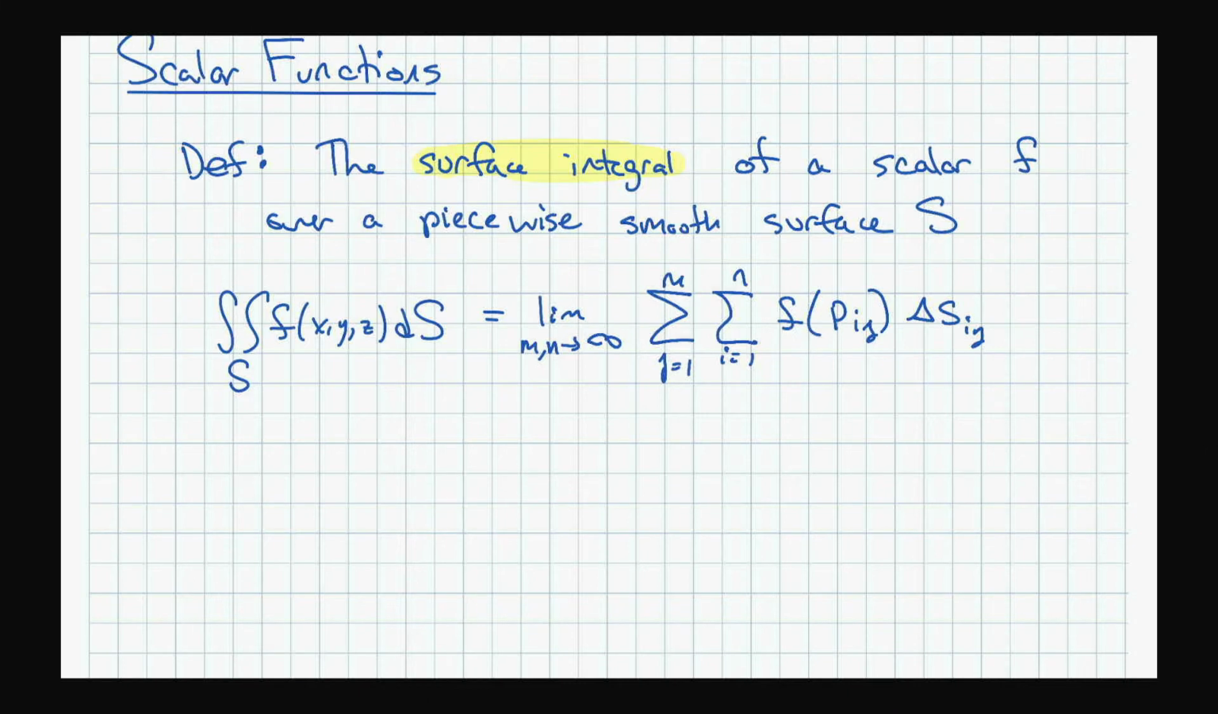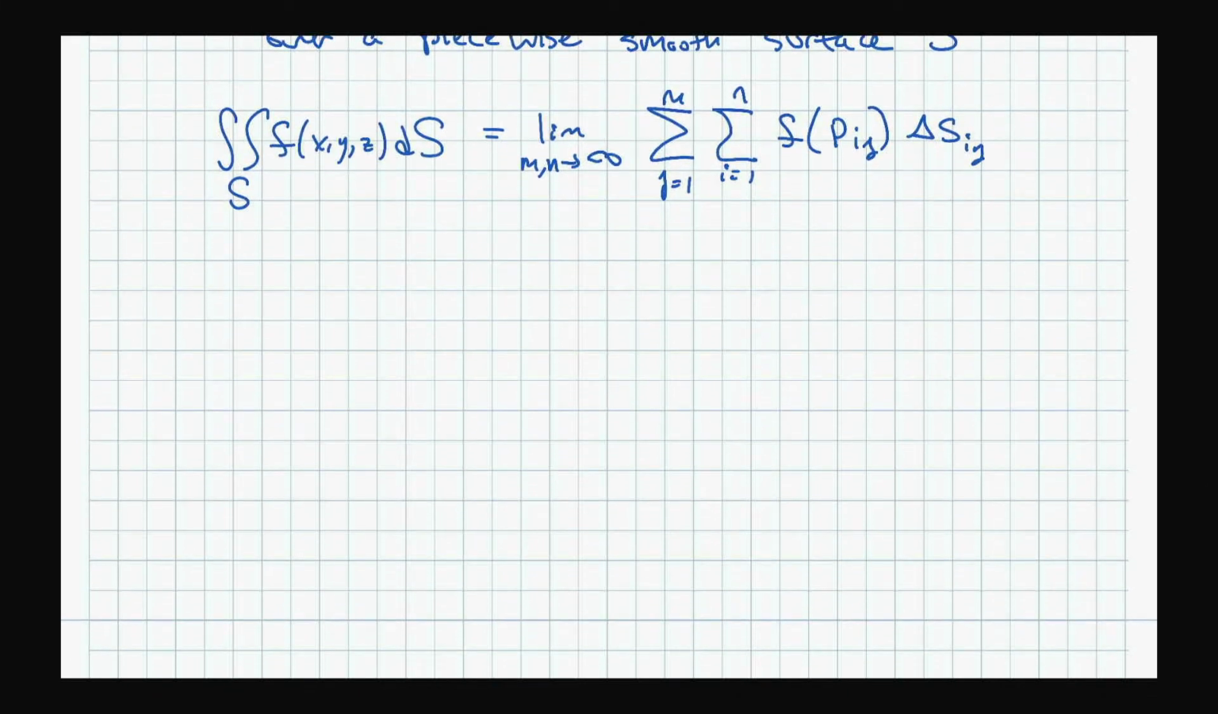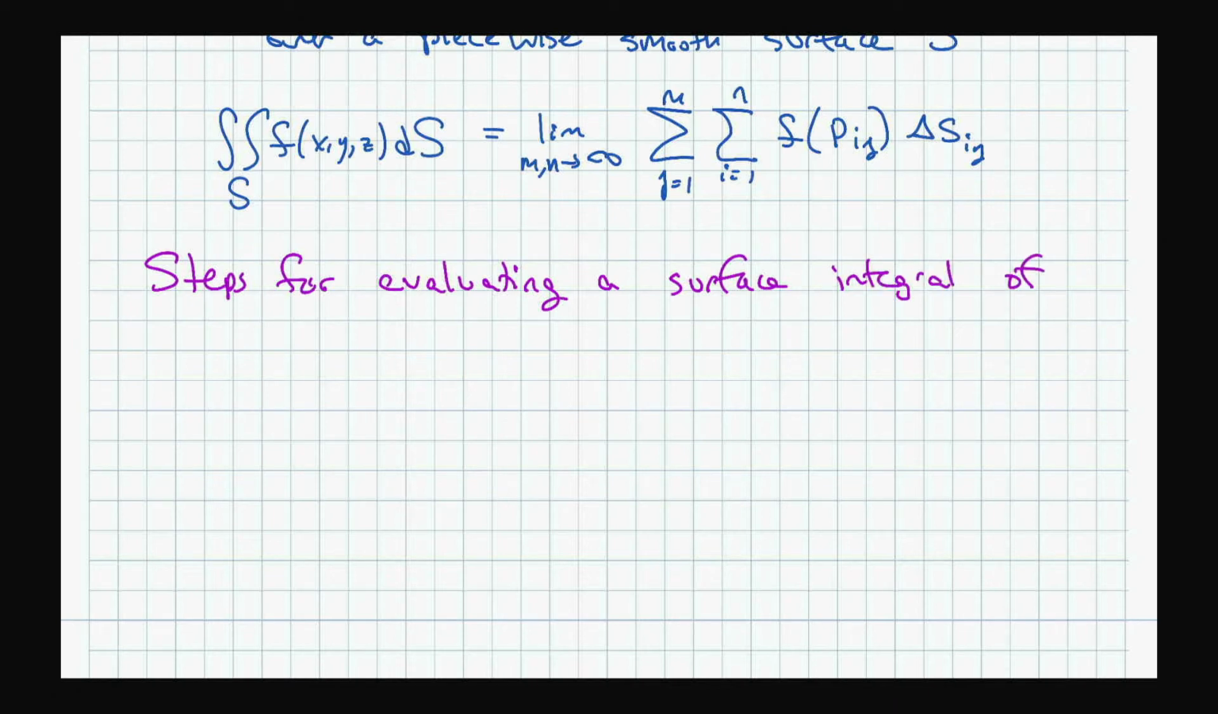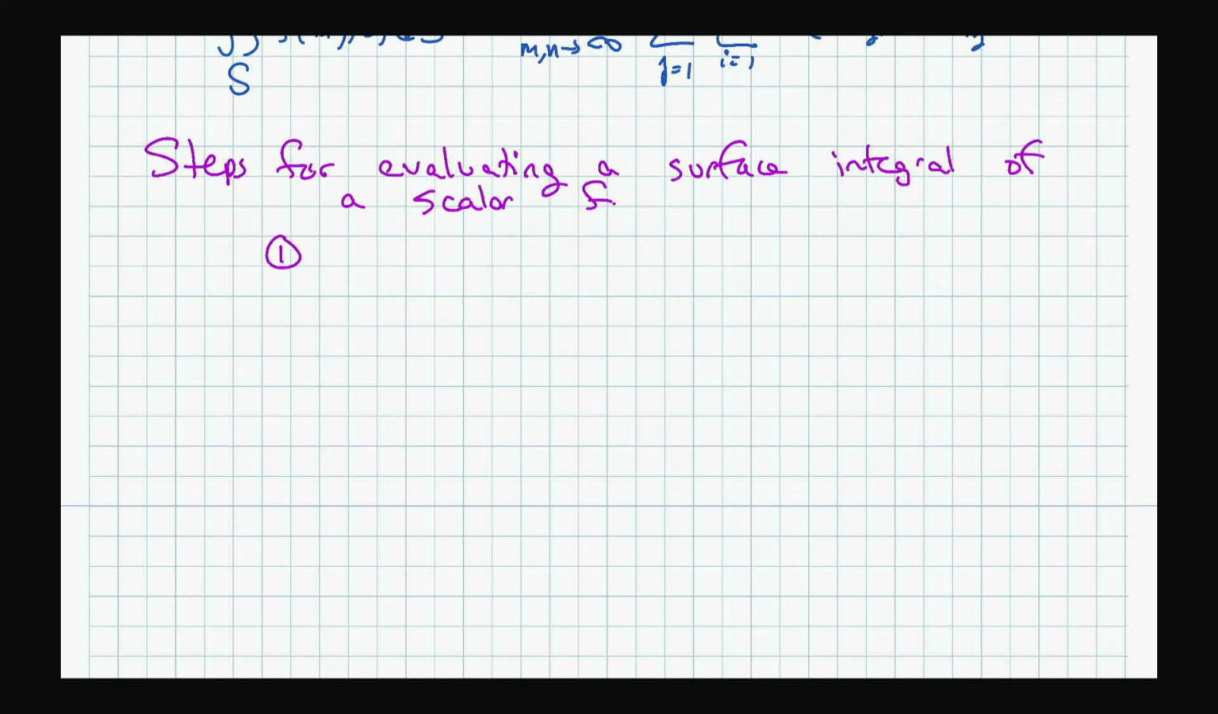Okay. Now the steps for doing these integrals are going to be identical to what we did last time. So that's really the punchline here that you need to understand. So the steps for evaluating or setting up a surface integral of a scalar function, because we haven't looked at vector fields yet. The steps are the same as what we did last time, with one extra step.